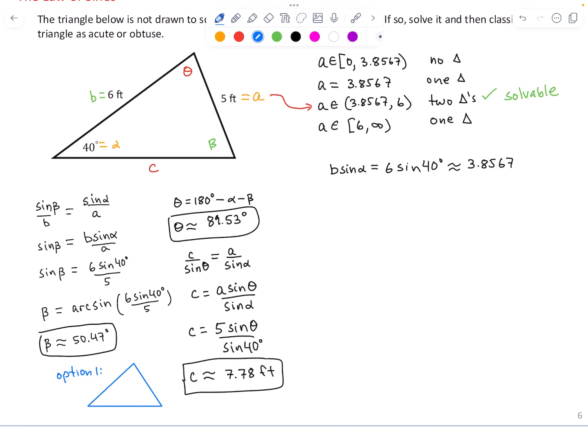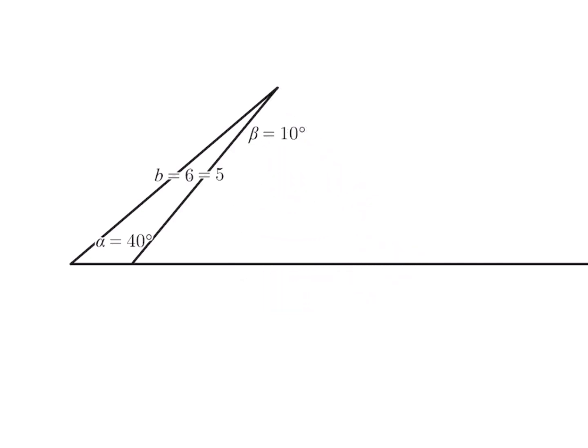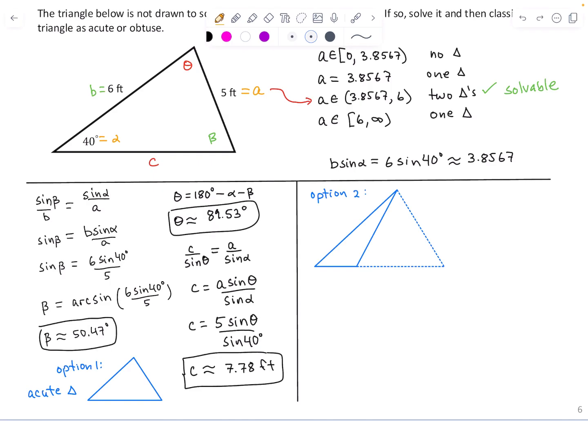And this is our first option for a triangle, and it is an acute triangle because all of the interior angles are less than 90 degrees, although theta got close. Now let's find option 2, where we know beta is going to be around 10 degrees, and our triangle will look like this. So we still have an alpha of 40 degrees, B is still 6, A is still 5, but my beta will be a different beta this time, clearly an obtuse angle. Let's call it beta sub 2, and over here, let's call this one beta sub 1. Theta will be this acute angle up there, and C will be this short side over here.